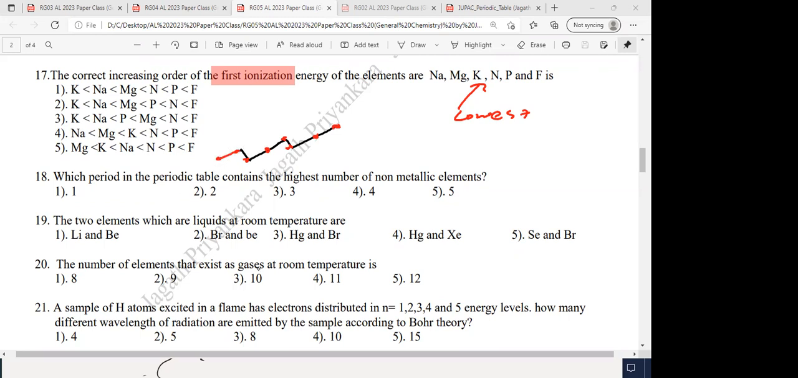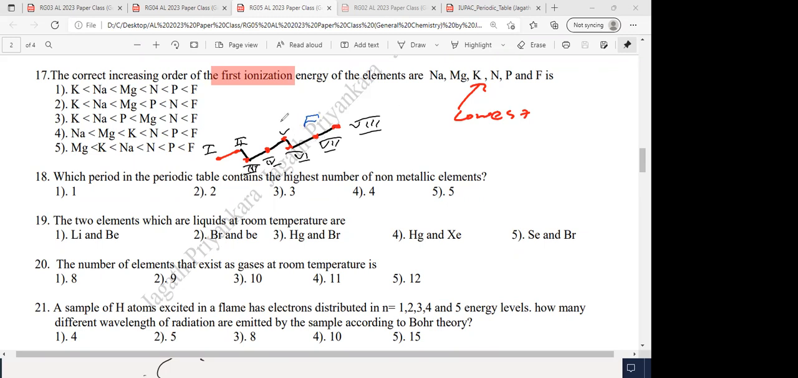What are the groups? I'll write quickly if you want. You can check group 1, 2, 3, 4, 5, 6, 7, 8. If you place them in the correct position, then you can have an idea. Here the period also matters. Down the group, the ionization energy decreases. So fluorine is in the 7th group. Fluorine is here, so it has a bit higher value.